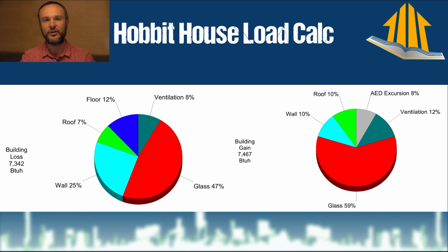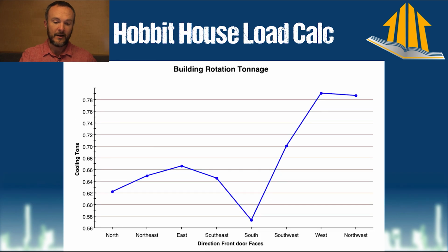Also, AED excursion on the right. That means that we have windows that are out of whack. We need them to get more well distributed. So here's our rotation. We can see that we go from a little over a half ton to about 3/4 of a ton, depending on where I put my house front door.